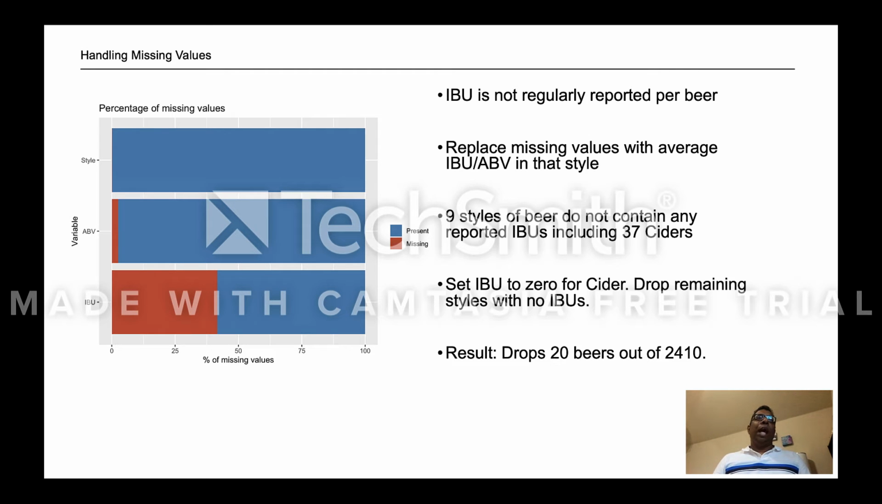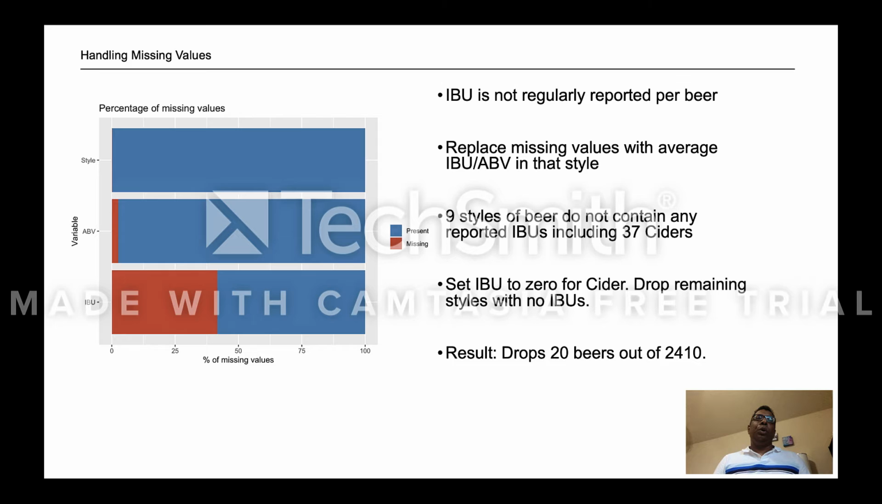Before we get into actual analysis, a quick run over of the data and the missing values. We first looked at the two datasets given, the beer dataset with IBU and ABV levels, and the brewery dataset with the location information. So coming to the missing values, here is the plot that shows the missing values. We have about 40% of data missing IBUs. In general, IBU is not regularly reported per beer.